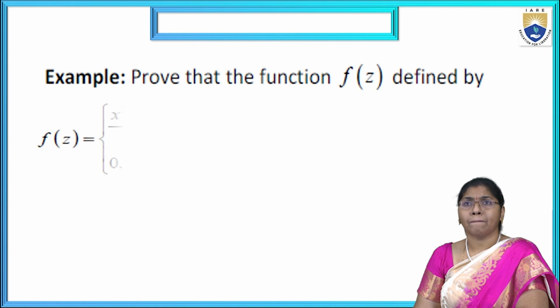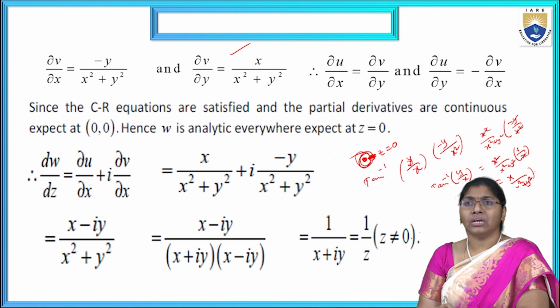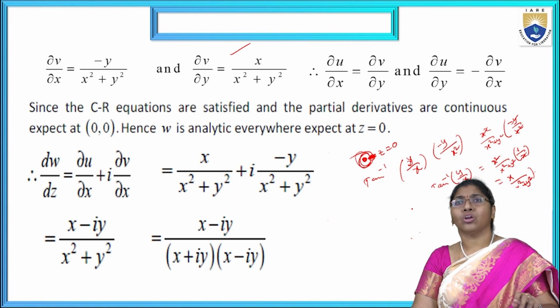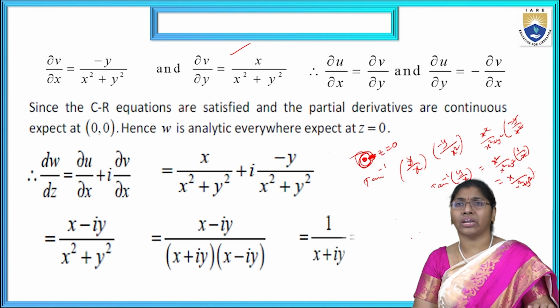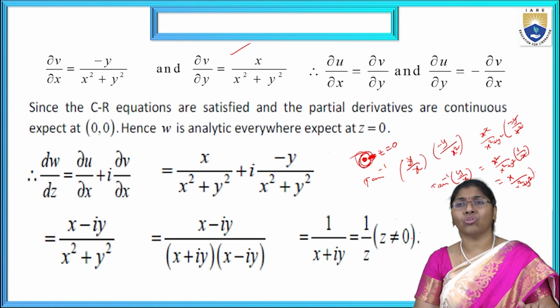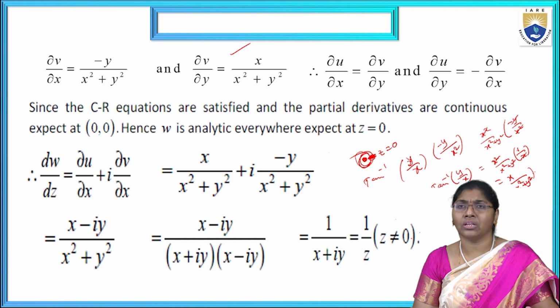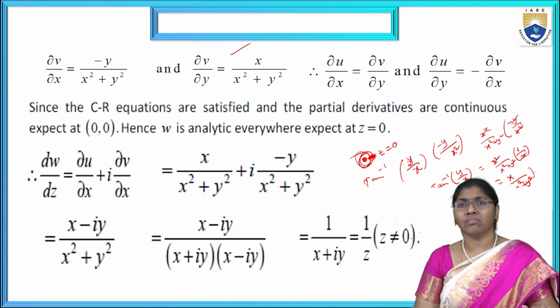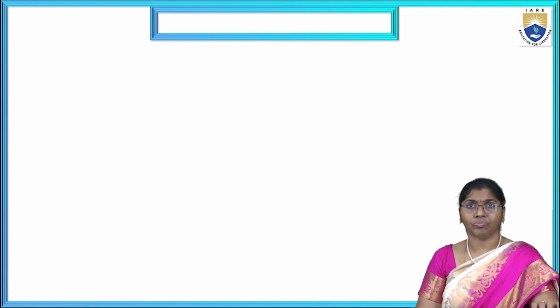Similarly, here one condition is not satisfied, so it is not analytic. Now the question is, we can prove that it is not analytic. It is not satisfying the CR equations, so it is not a Cauchy-Riemann equation. It is not analytic.